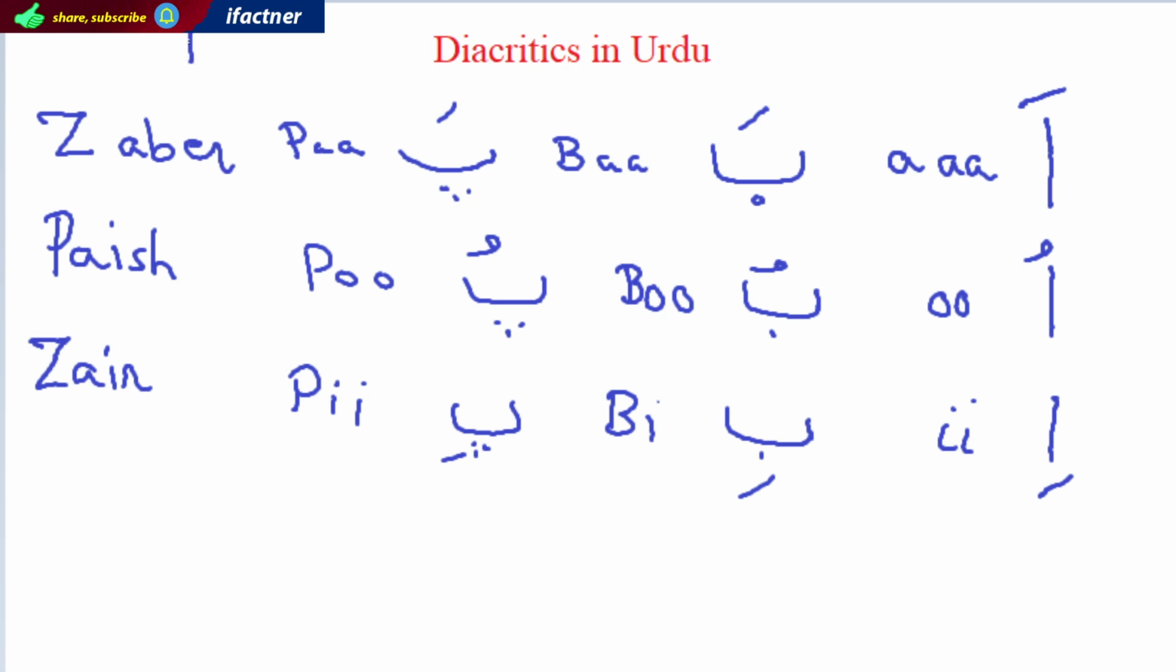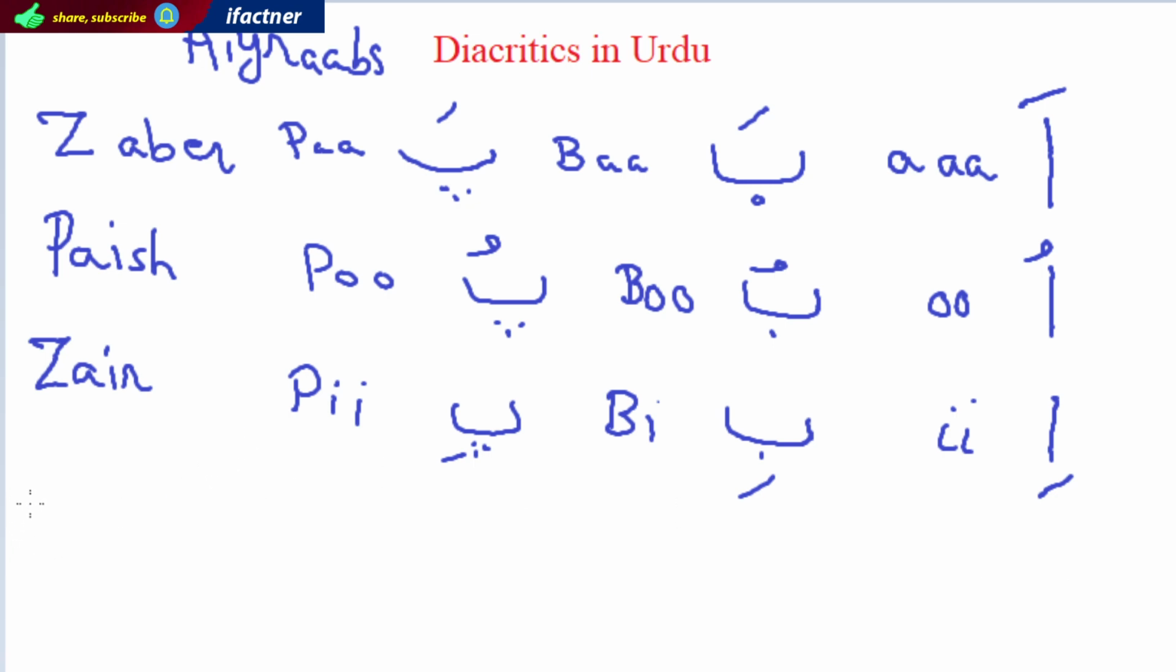So these are called Aaraabs in the Urdu language and diacritics in English. We sometimes also call them short vowels in Urdu because there are no vowels in Urdu. Therefore, to make different sounds, we use these Aaraabs. So these are the three most common diacritics used in Urdu, but there are other diacritics.